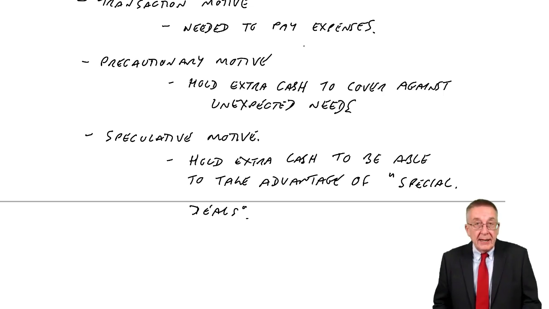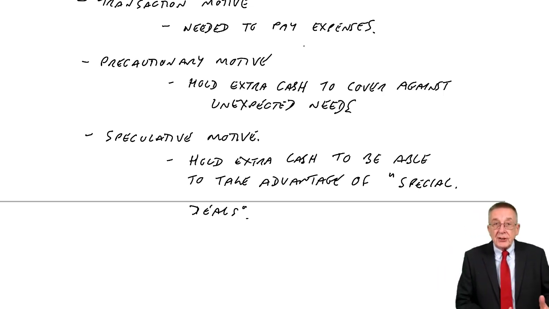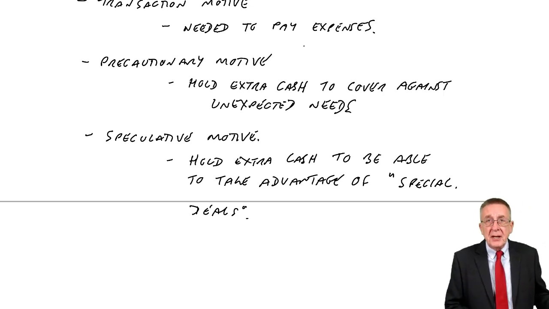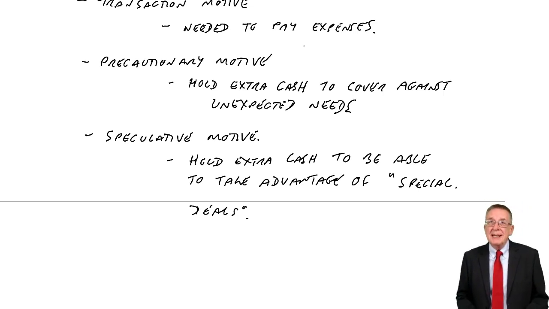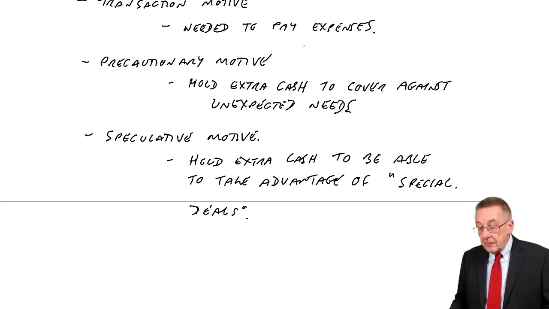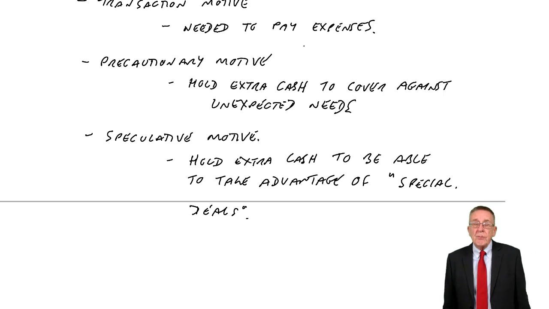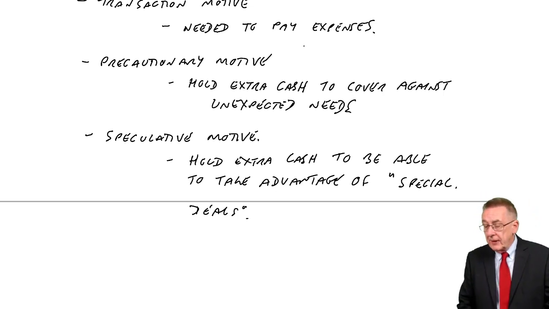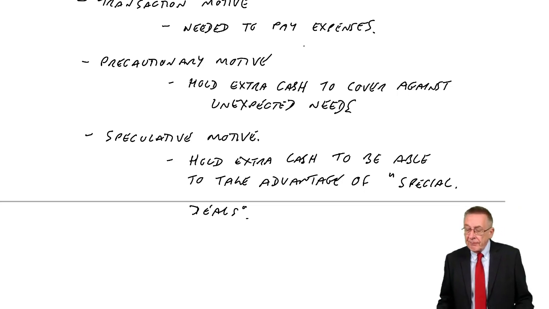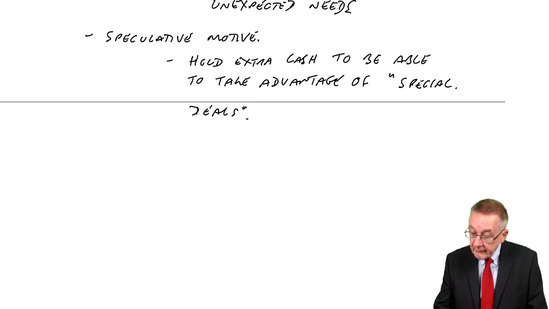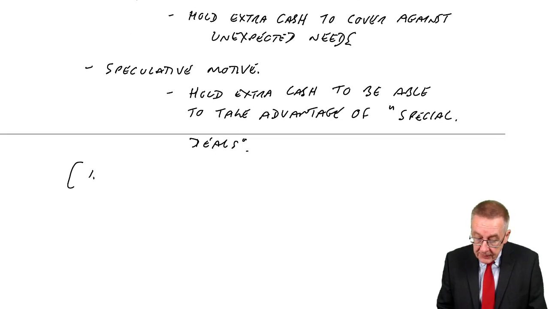Now, there are no rules for any of these. Obviously, for the transaction motive, we do need, as you'll see later, to do some sort of budgeting to estimate how much we need. But as far as how much extra cash, the precautionary, the speculative, it depends very much on the type of business. Again, there are no rules. Exactly, some people talk about a fourth motive, the investment motive.